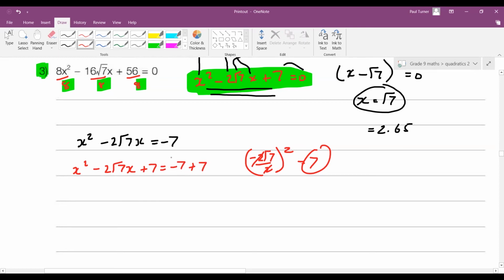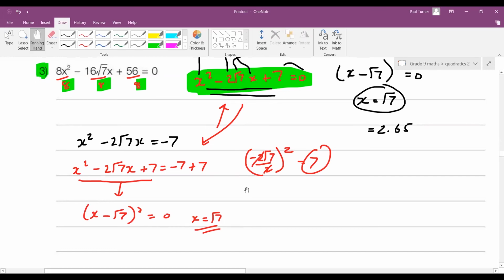You see what happened? You get back to the question, don't you, if you do it that way? Maybe it's a bit confusing. This is already a perfect square. So even when I do this method, I still end up back at the question here, which means it's a perfect square already. So it would have been x minus root 7 squared. So x is root 7. But anyway, let's move on to the next one, which will be the last question.